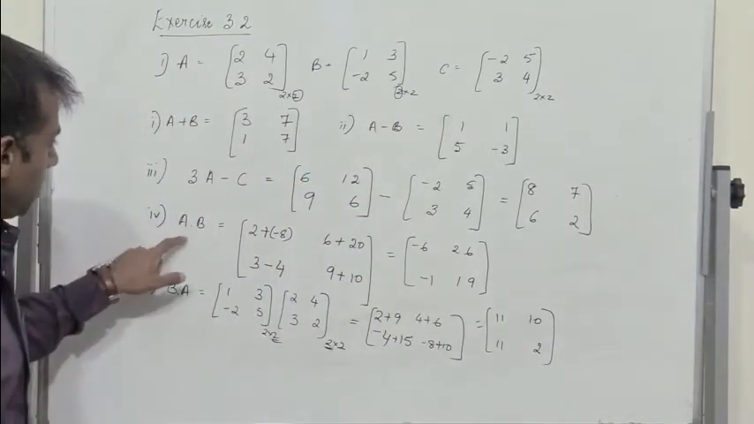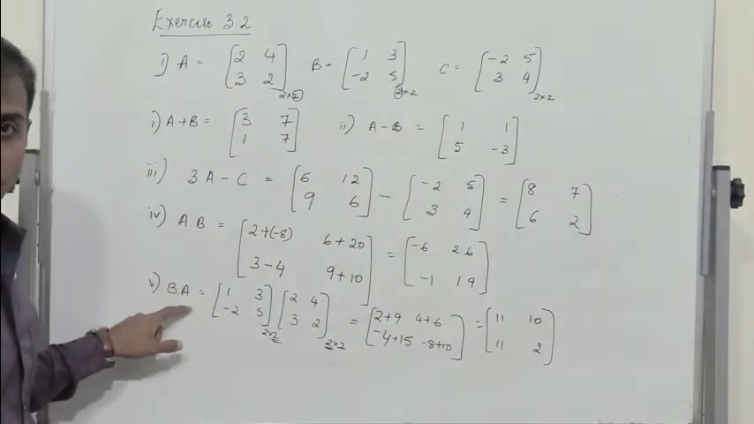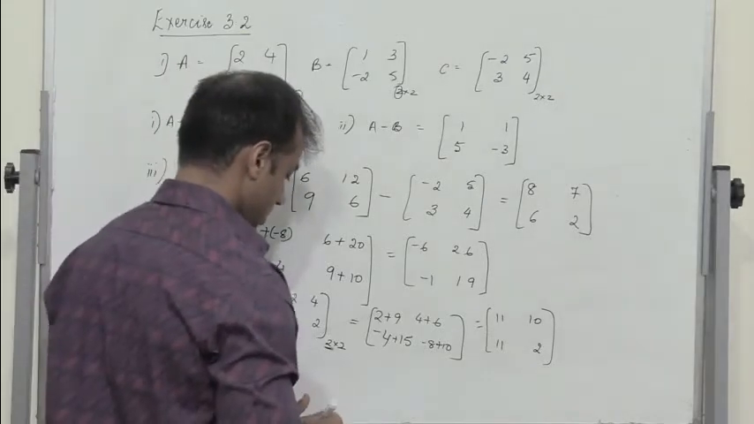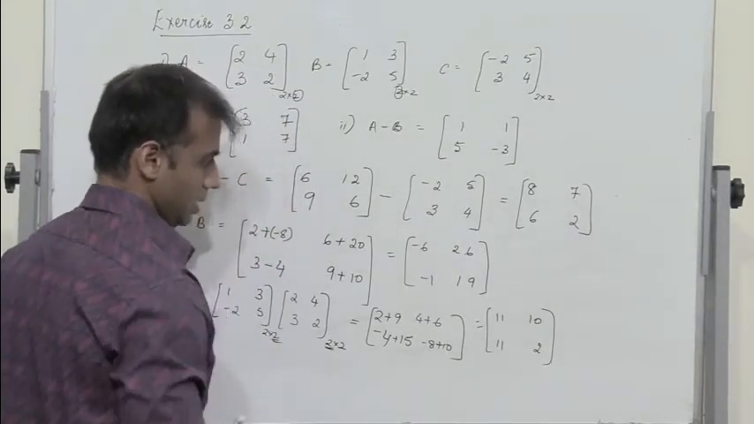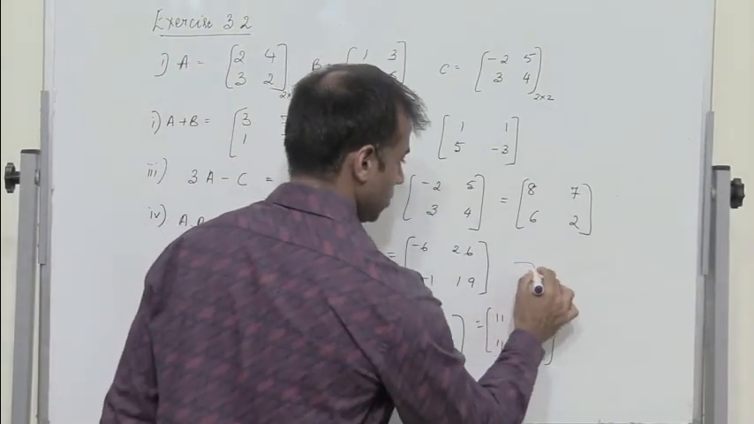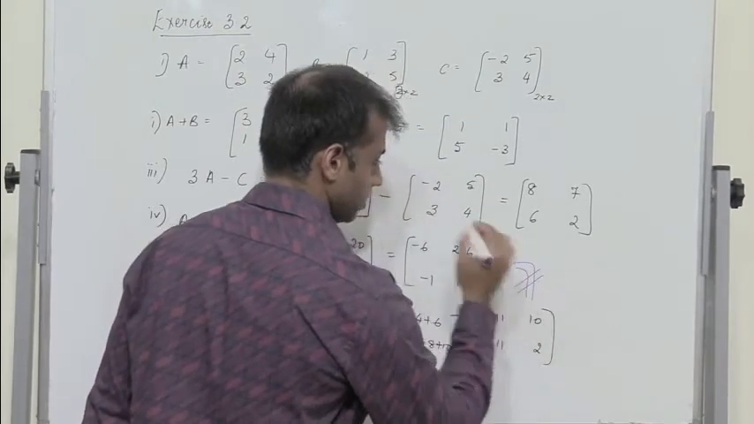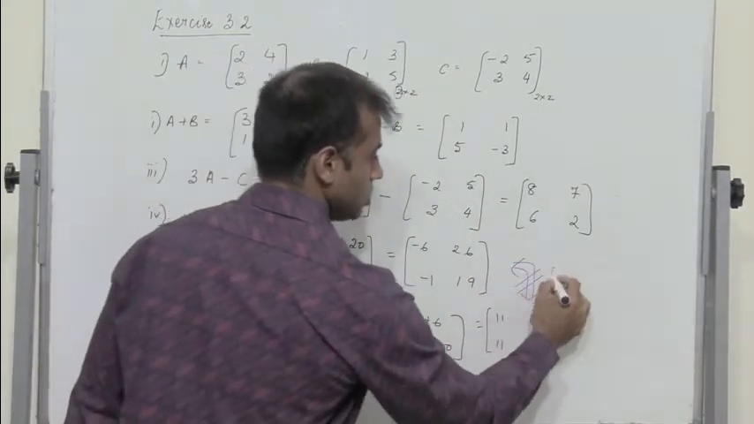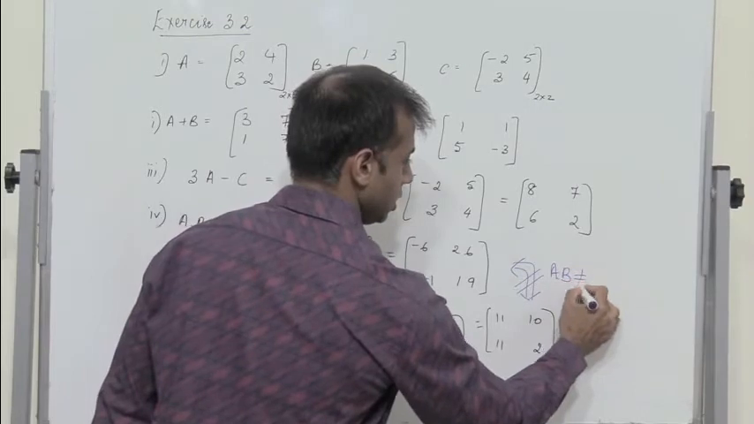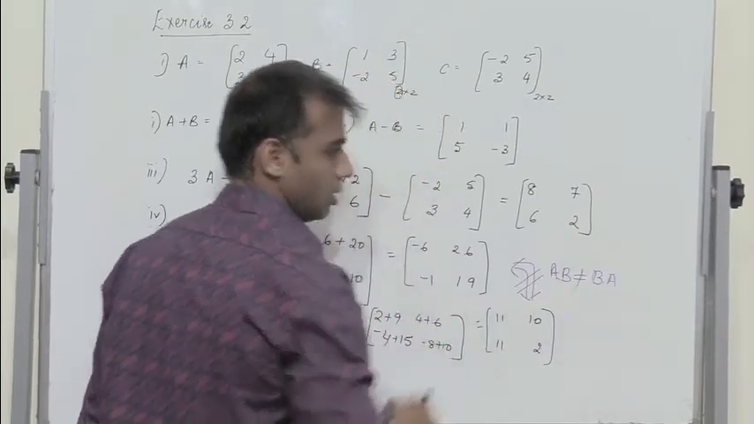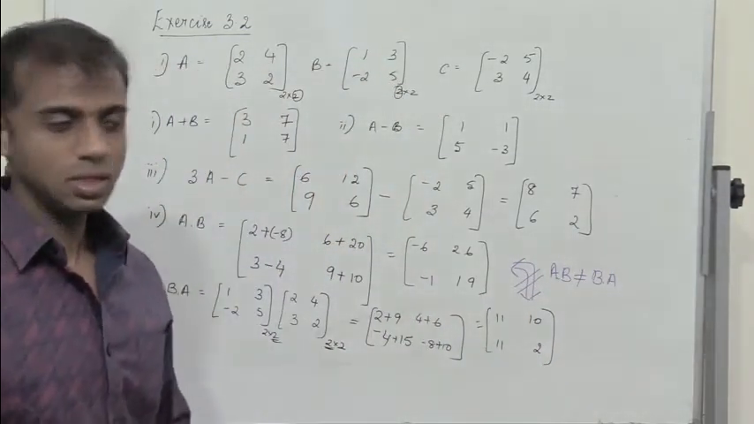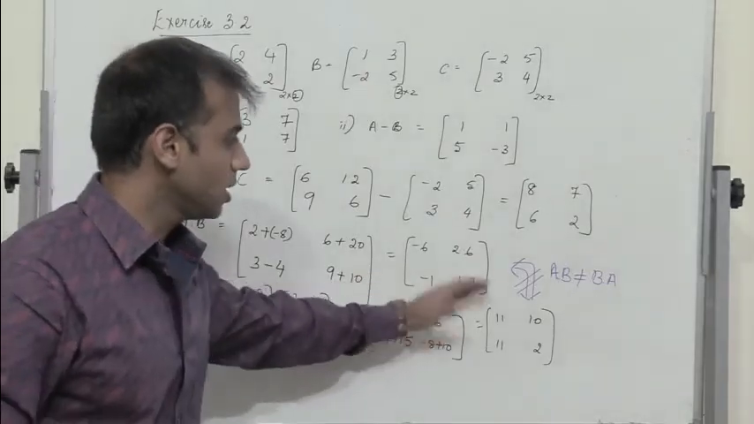Right? So we have multiplied A and B, and we also have multiplied B into A, and we observe that A into B is not equal to B into A. Right? So A into B is not equal to B into A in matrix multiplication. So we observe that these two matrices are not equal.